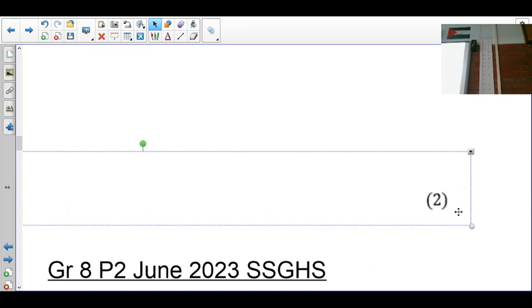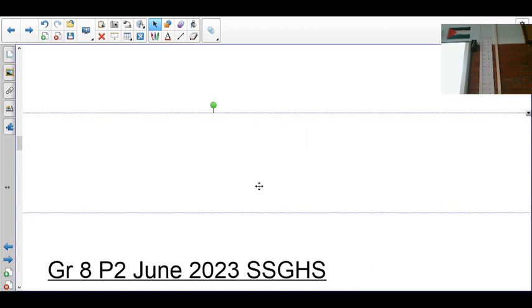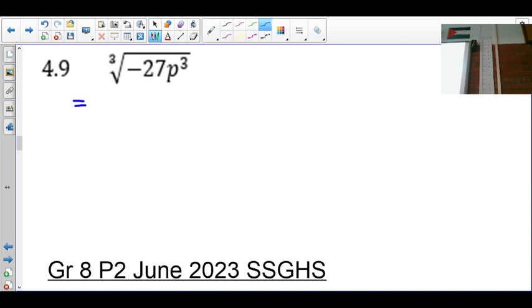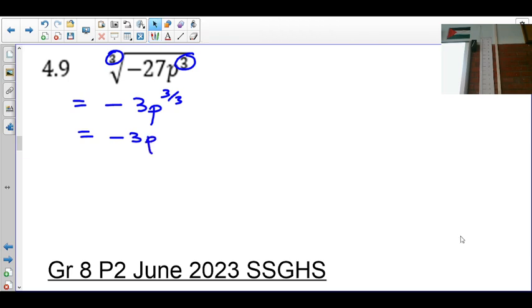4.9. The cube root of a negative number will always be negative. The cube root of 27, a number times a number times a number is 27. What is the number? 3. p divided by 3. Whatever the root is, you divide that exponent by. So it's negative 3p to the exponent 1, which is just negative 3p.